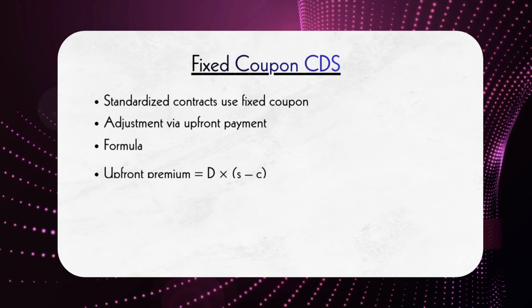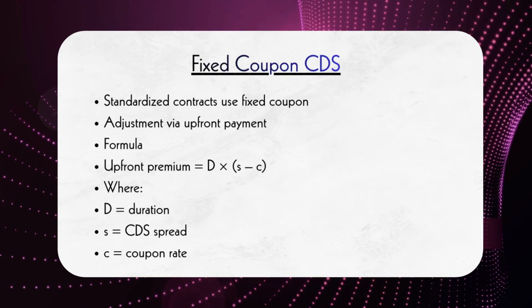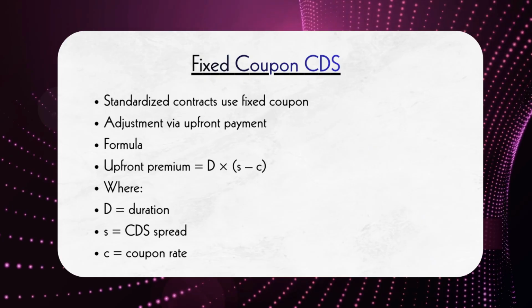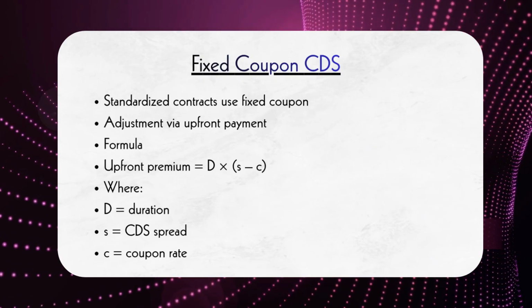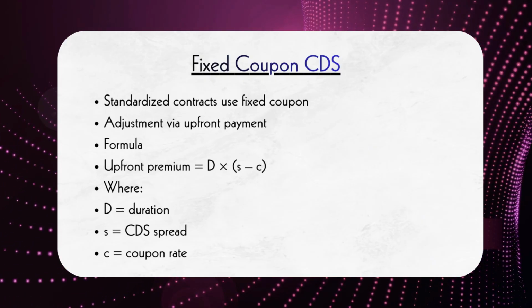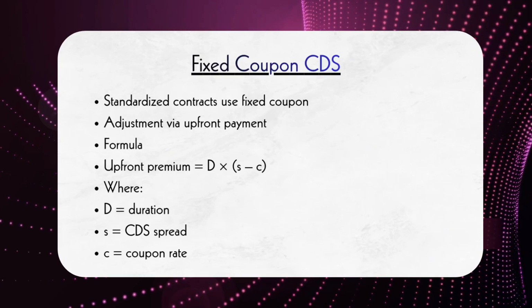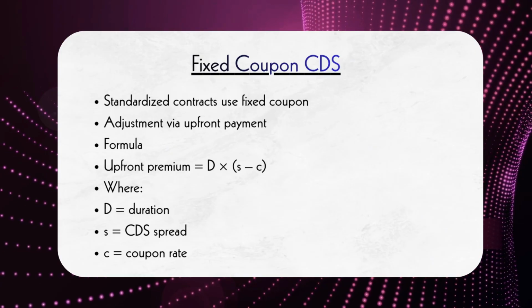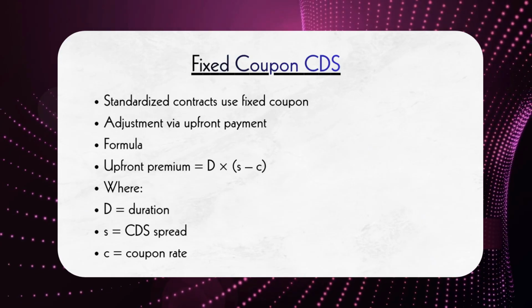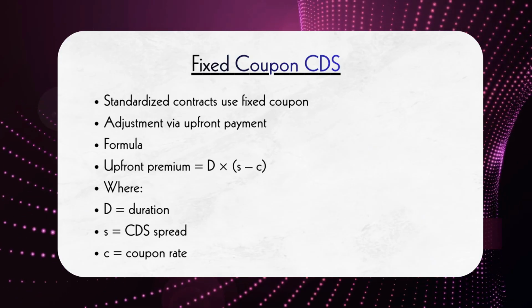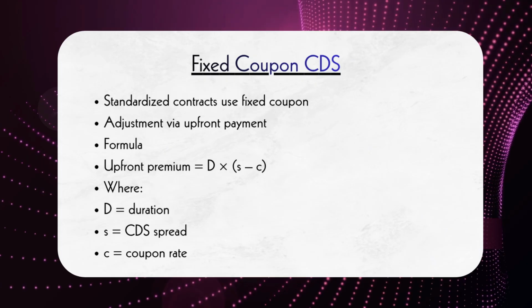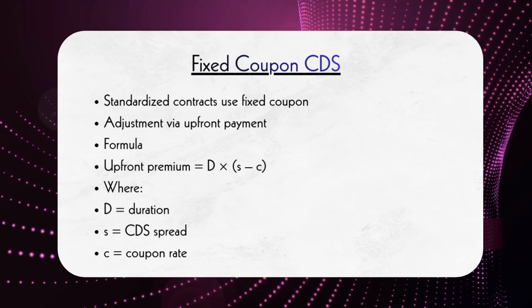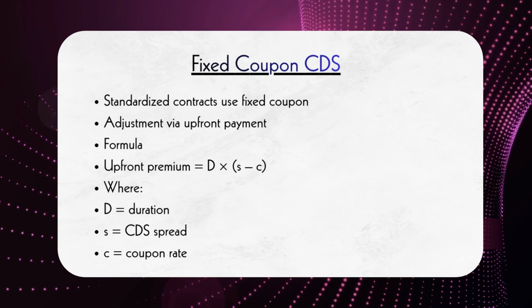To improve liquidity and standardization, many CDS contracts now use fixed coupon rates instead of variable spreads. The difference between the market spread and the fixed coupon is adjusted through an upfront payment. The formula for this is upfront premium equals duration multiplied by (spread minus coupon rate). If the market spread is higher than the coupon, the protection buyer pays upfront. If it is lower, the protection seller pays.